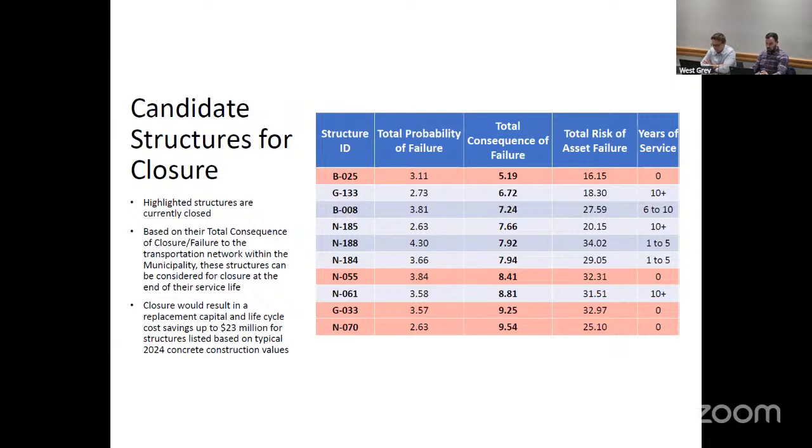Closure would result in a replacement capital and life cycle cost savings of up to 23 million for structures listed, based on typical 2024 concrete construction values. These structures would see a low volume of ADT and their emergency detours would be minimally impacted. That's generally what these structures would be.